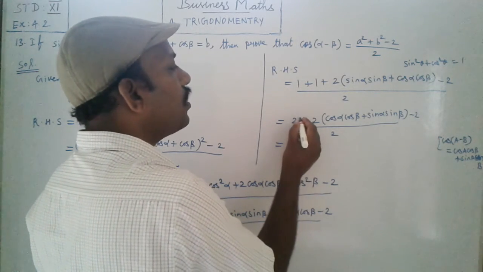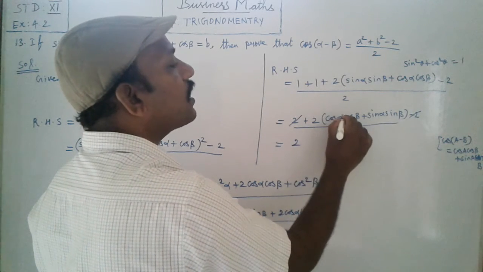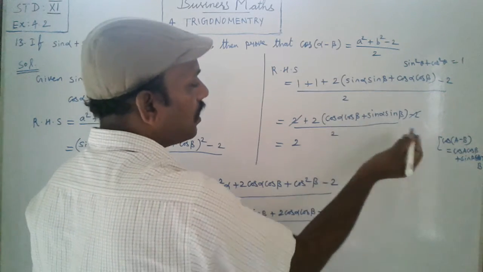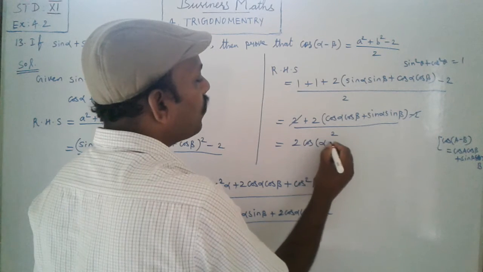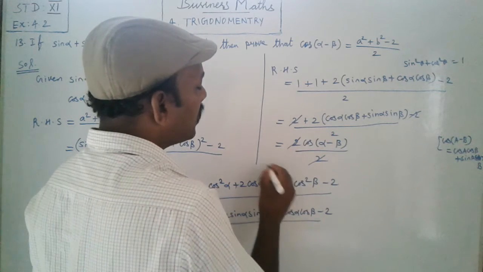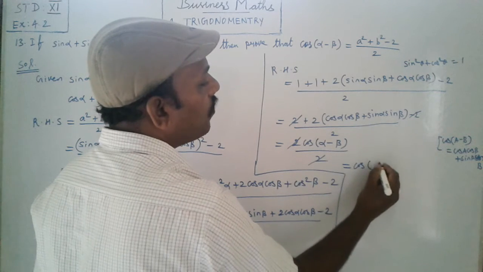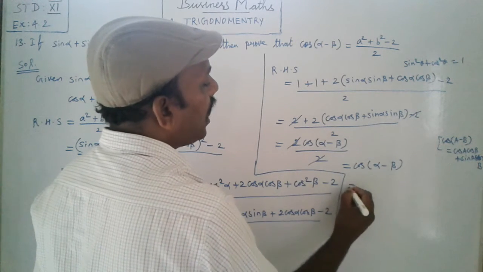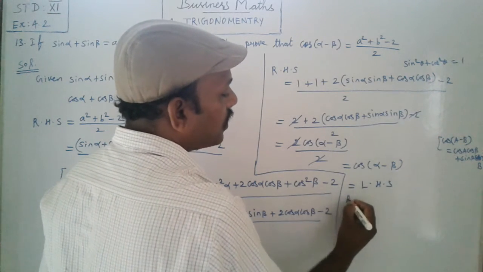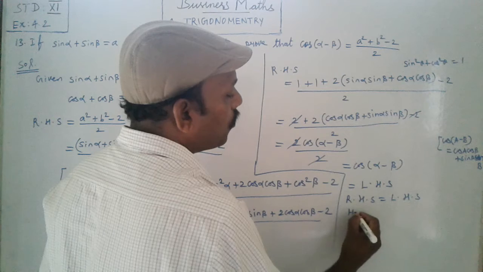It is equal to 2 minus 2 cancel. 2 into (cos a cos b plus sin a sin b), formula cos(a minus b). So 2 cos(alpha minus beta) divided by 2. Now 2 cancels. That is equal to cos(alpha minus beta), its value is LHS. RHS equal to LHS, hence proved.